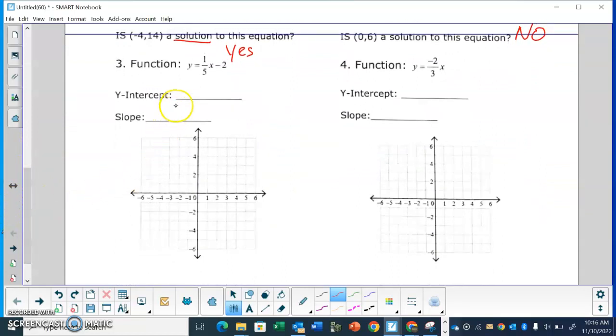Number 3, the y-intercept is at (0, -2). The slope in this case is 1 over 5. So that's my rise over my run. Let's start at our first point of (0, -2). Now we have to rise up 1 and go over 5. So here's my second point. They're pretty well spread out, so I can go ahead and put my line in.